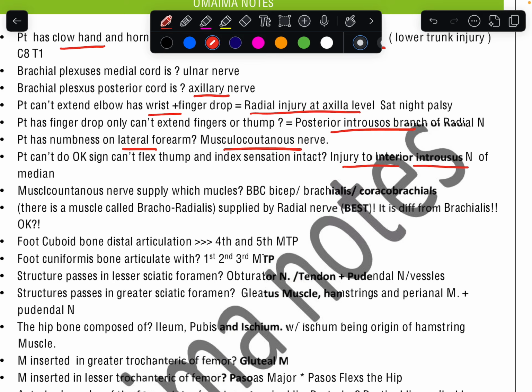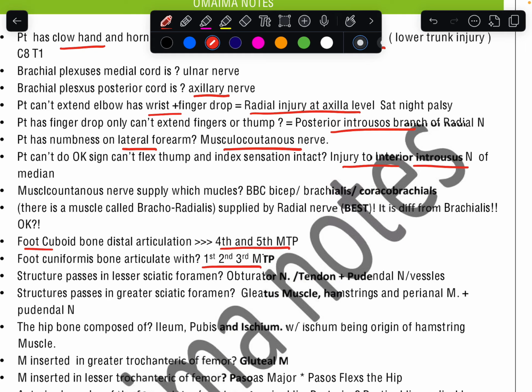Foot: cuboid bone, distal articulation with 4th and 5th metatarsals, lateral side. Cuneiforms 1st, 2nd, 3rd, medial side, articulating with metatarsals. So cuneiform is on the medial side, cuboid is on the lateral.